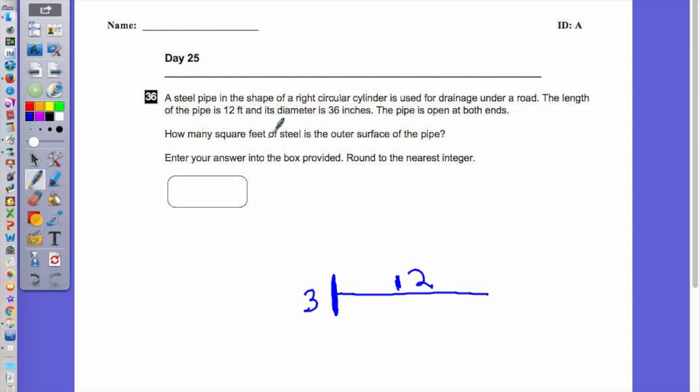How many square feet of steel is the outer surface of the pipe? So basically, this is kind of like the problem you had on the USA test prep on the Chapter 11 test that talked about a cylindrical shaped dog pen, do you remember? It says you're building a pen for your dogs, and it's in the shape of a cylinder with an open top. So I know if you're watching the video, you can't see this on the video.